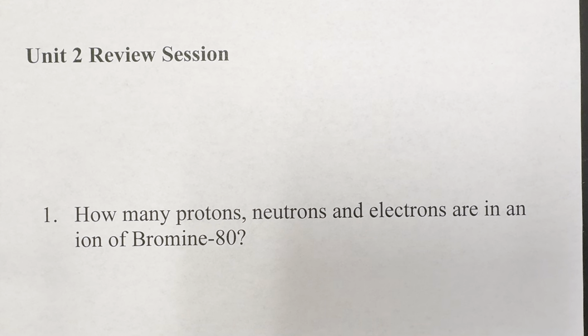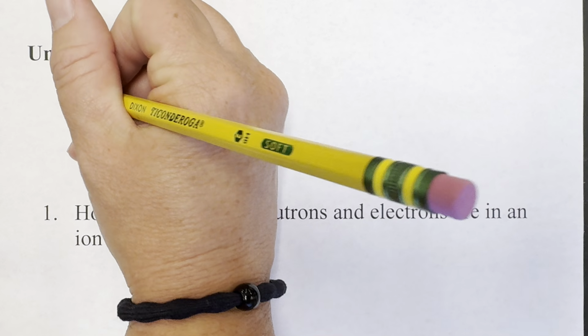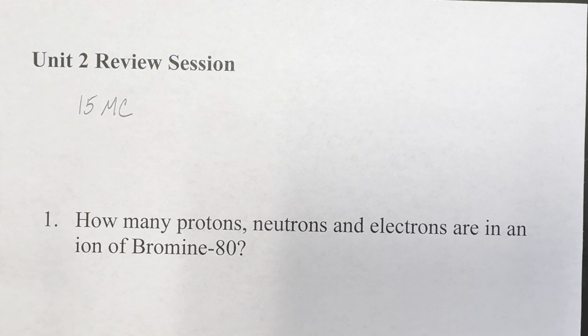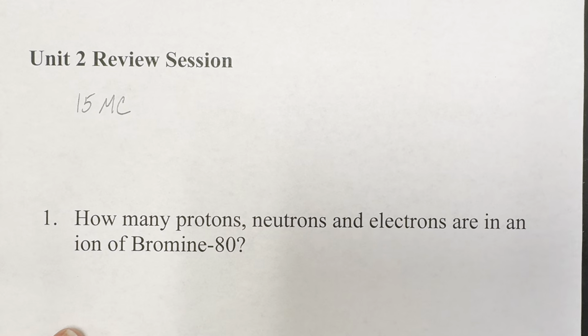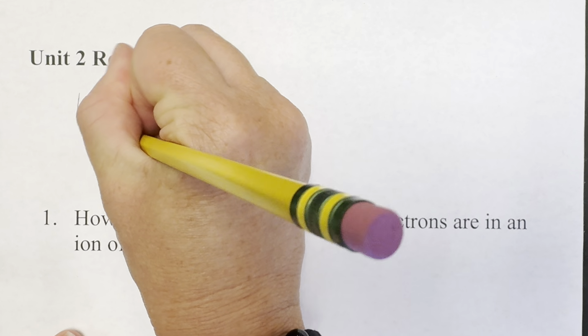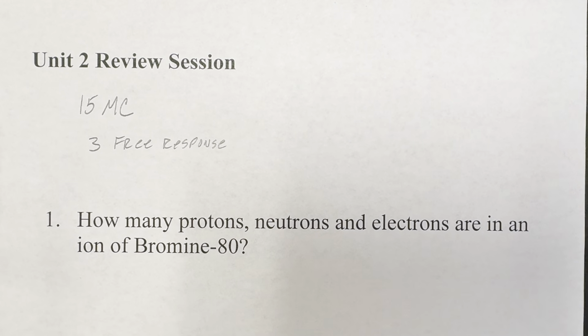Let's talk a little bit about the format of your test before I go over the review session problems. On your test there are going to be 15 multiple choice questions, and those can span from any portion of the unit that we have gone over. There will be 3 free response, and these can include your different calculations you have to do, dealing with the atom, number of protons, neutrons, electrons, average atomic mass, any of the wave problems, any of those will be in there.